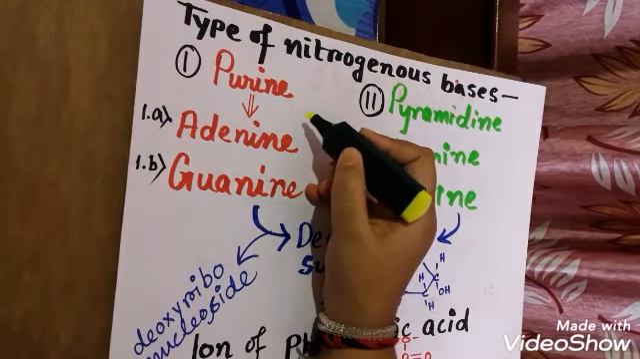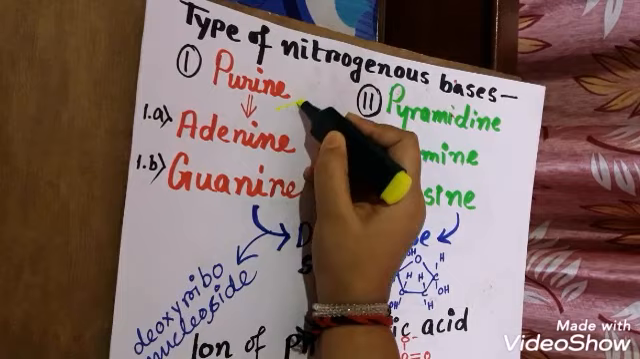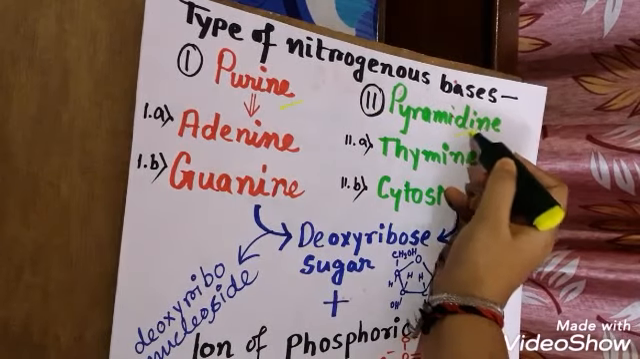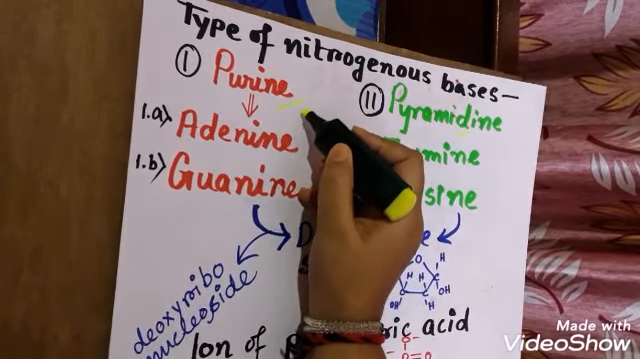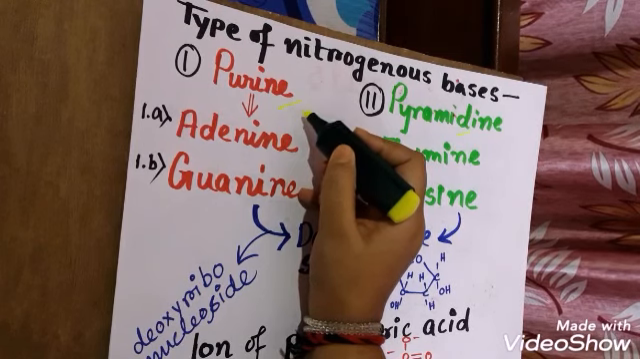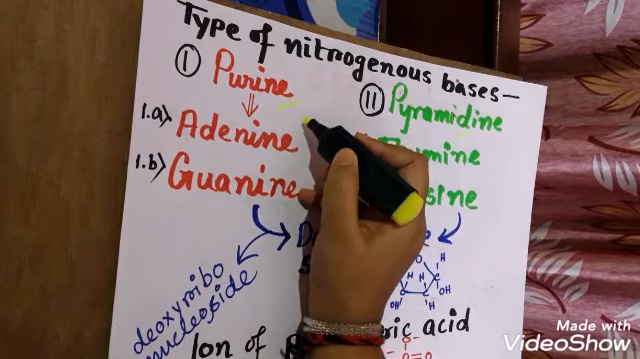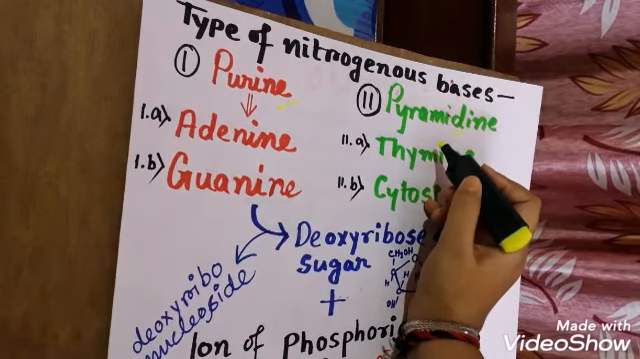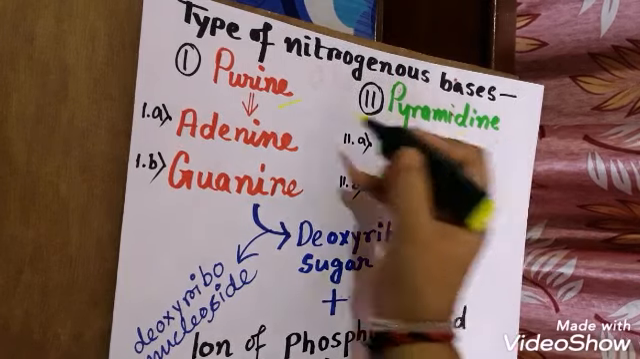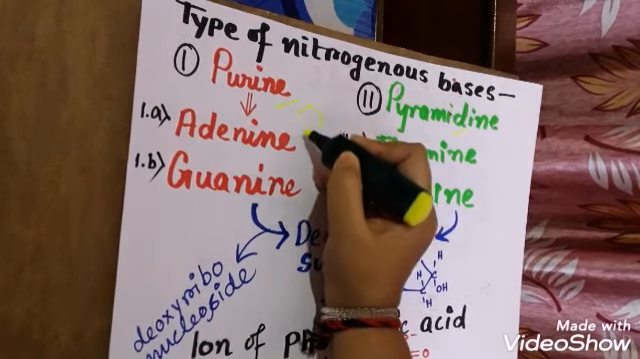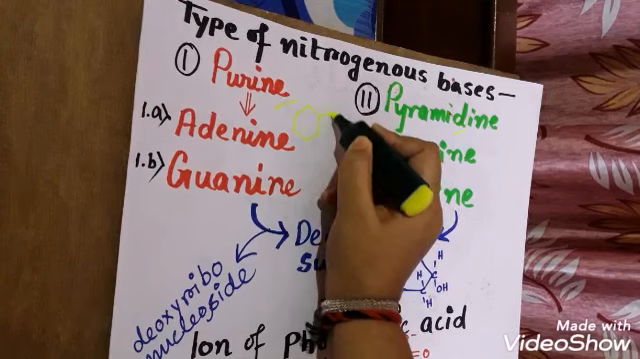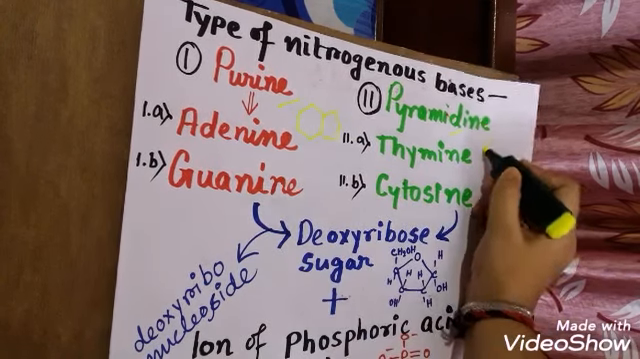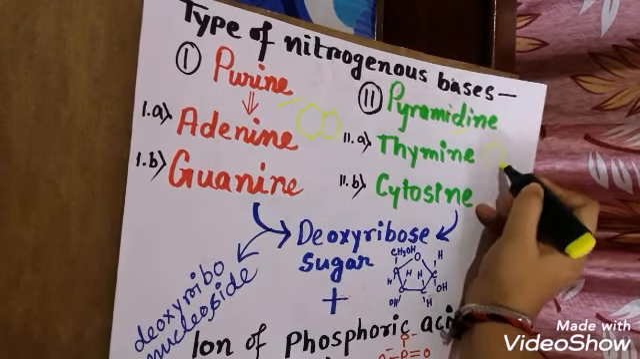Nitrogen bases are of two types. One is purine, another is pyrimidine. Purines are heterocyclic hydrophobic double ring structures, and pyrimidines are single ring hydrophobic heterocyclic structures. One is like that and another is like that.